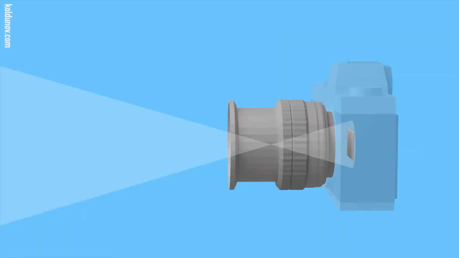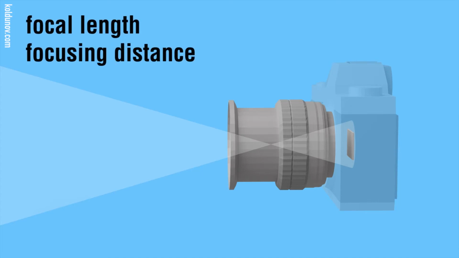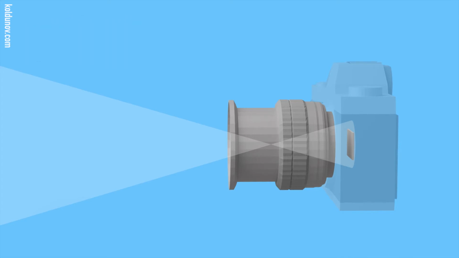Talking about a camera lens, we first need to discuss two very similar terms, focal length and focusing distance. They often confuse beginners because they sound similar but represent completely different lens properties. Let's talk about each of them separately.